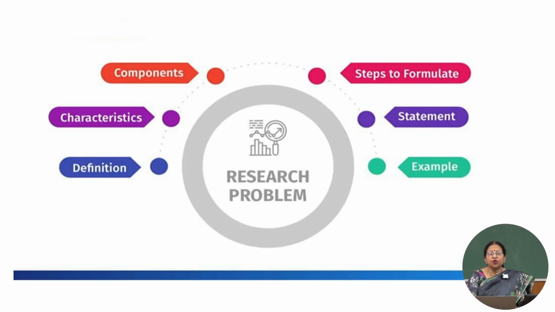Now, when we look at this figure, we understand that research problems should have a definition, a characteristic, a component, steps to formulate, statement, and example. This has also been sourced from SlideShare, and these components are an integral part of the system when you sit to design a research problem.